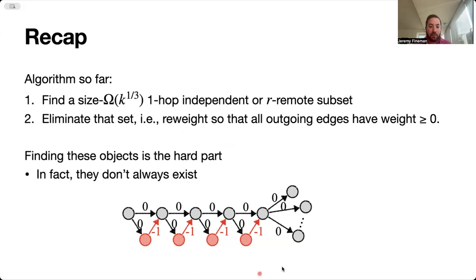So here's an example of a graph where there's no non-trivial independent set because every negative vertex is one hop related to every other one. And there's no non-trivial R-remote subset either because every negative vertex can reach this entire part of the graph that's on the right-hand side, which could be most of the graph.